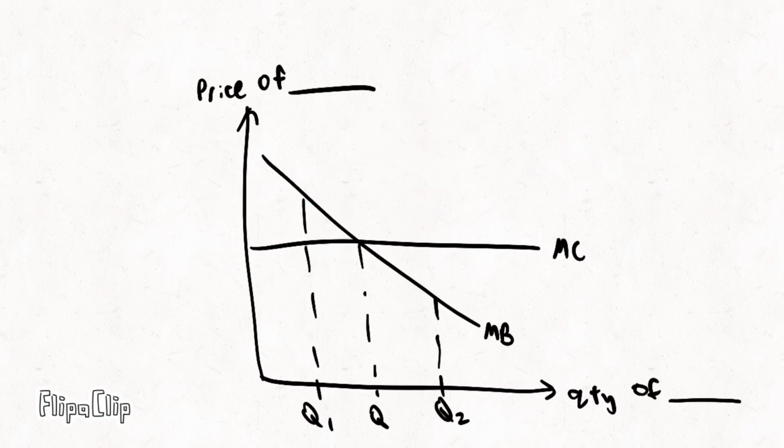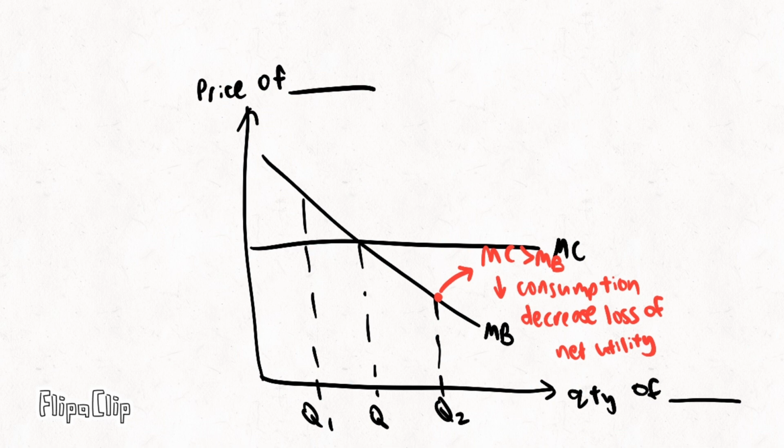Now, this is the MB-MC curve for consumers. At point Q marked, consumer surplus is maximized. At point Q1 marked, marginal benefit outweighs marginal cost, so consumers will increase consumption in order to gain additional utility. At point Q2 marked, marginal cost outweighs marginal benefit, hence consumers will decrease consumption to decrease loss of net utility.